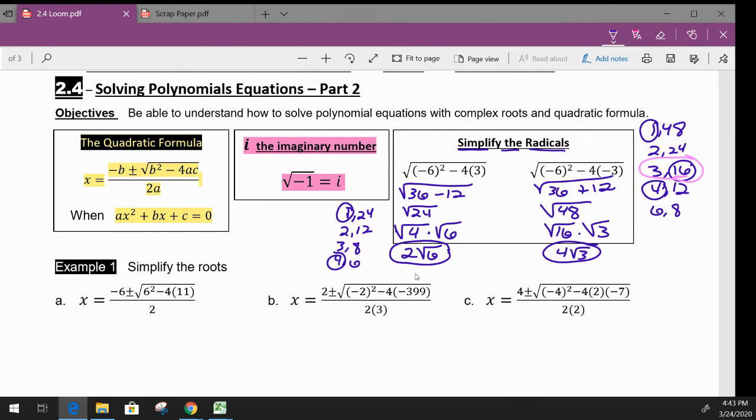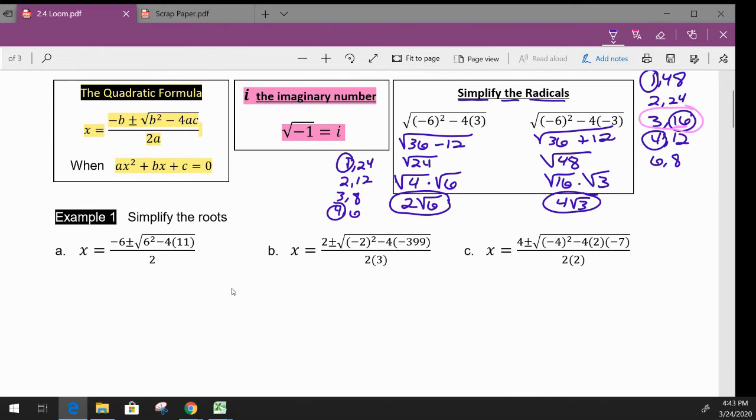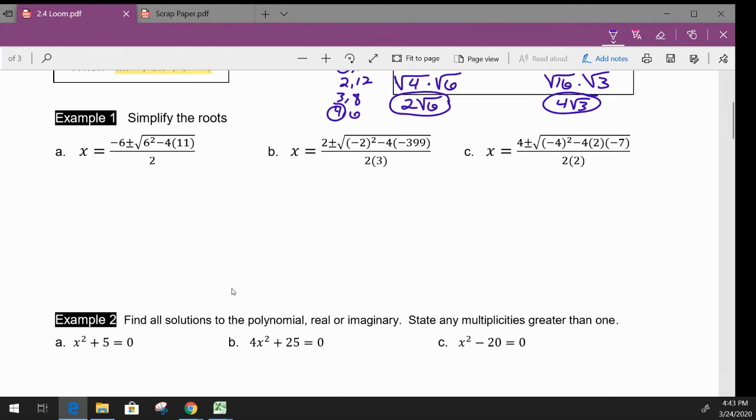All right, so now that we've practiced simplifying a couple of radicals, we're going to work through this whole problem. I've got a few different problems here that are already in the quadratic formula. We just have to simplify them, because you're going to be doing this when you are solving quadratic equations with the quadratic formula. So let me scroll down here. All right, so in example A, again, these numbers have already been plugged into the formula. We're just kind of simplifying this.